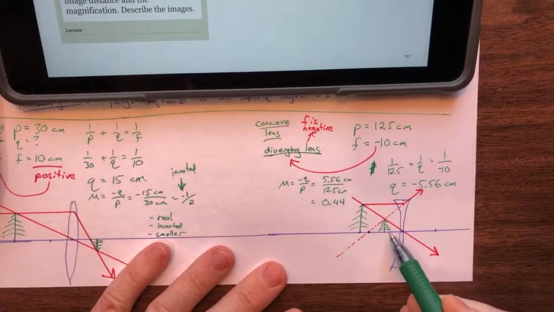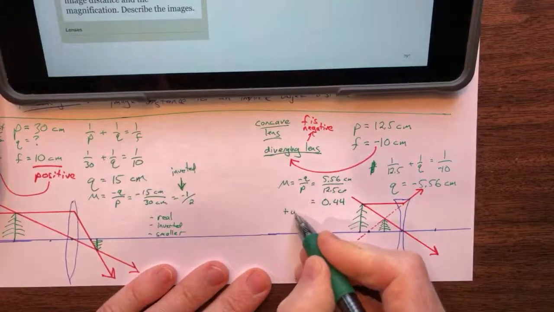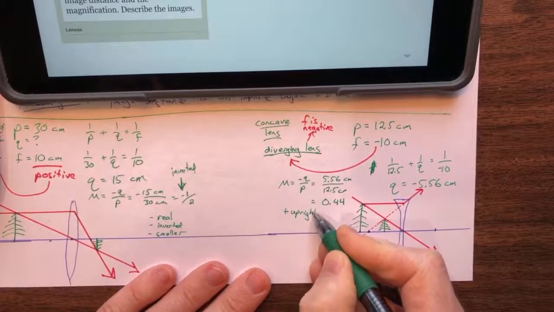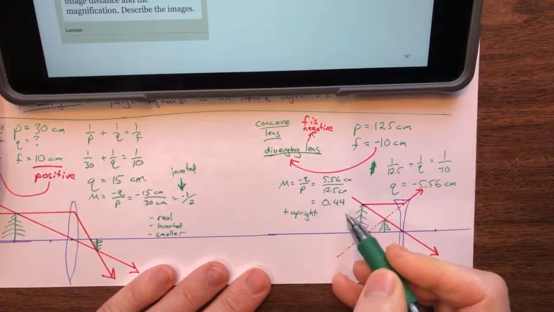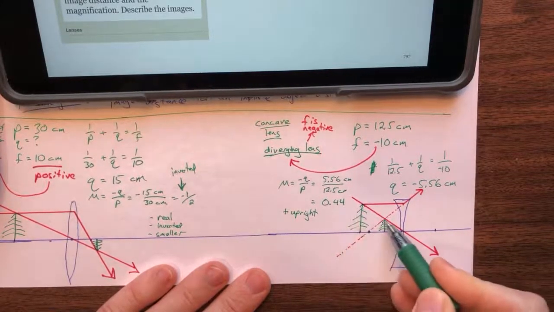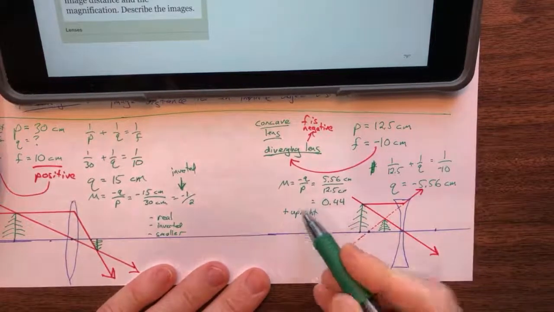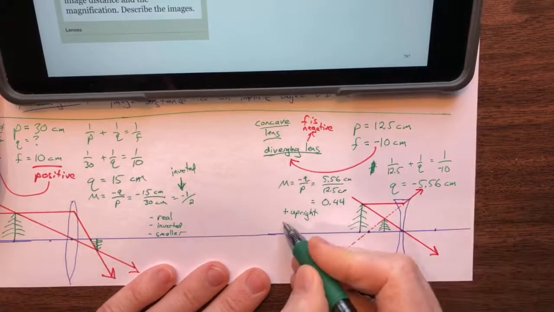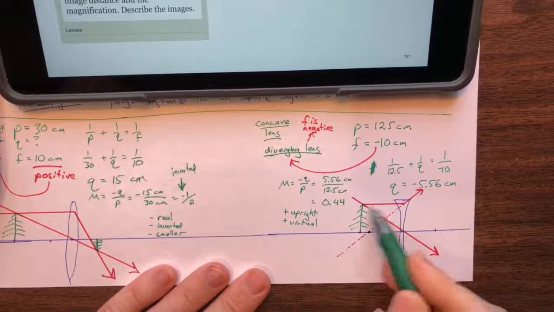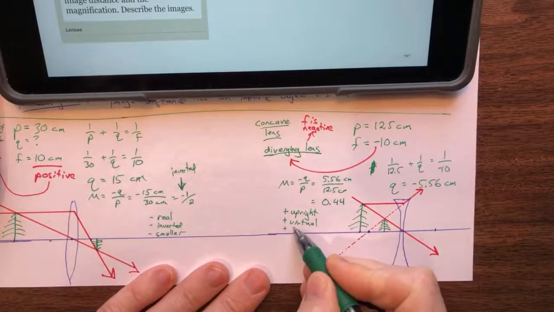Let's see if our numbers make sense. 0.44, it's positive, which means this is your M. When your M is positive, it means the image is upright. Positive M is an upright image, and 0.44 means it's smaller. So it's about half the size, a little bit less than half. That looks kind of half-ish, more or less half. And if q is negative, that means it's virtual, which we get when the image is on the same side as the object, and it's also smaller. We said smaller already.